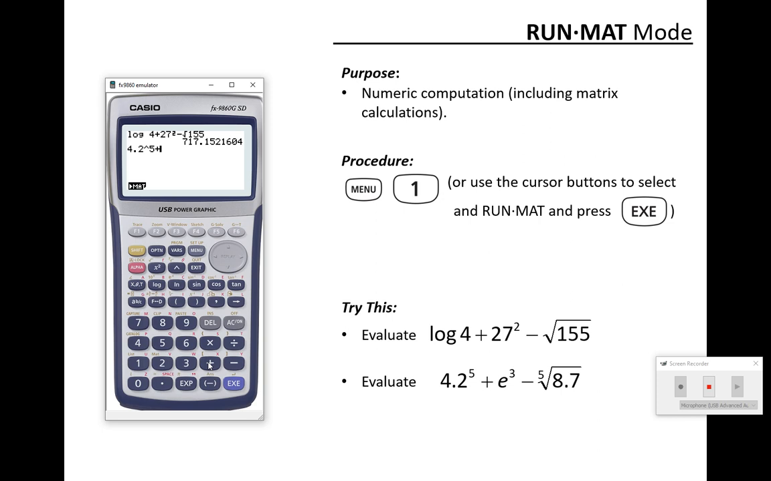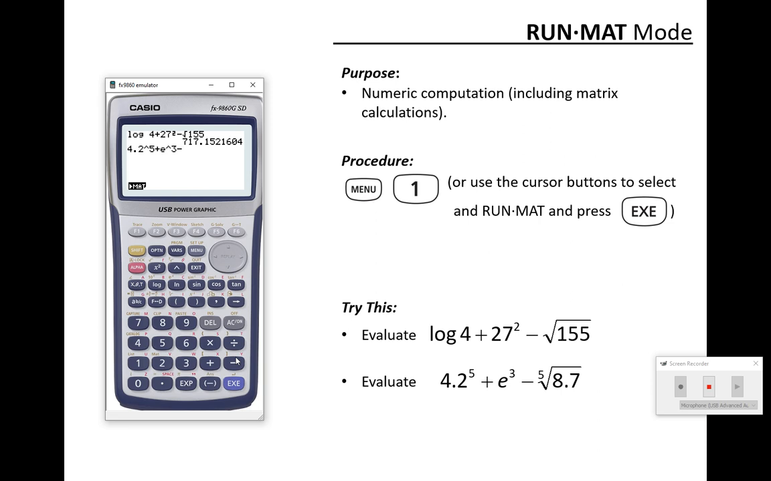So you go shift and then, oops, I didn't hit the shift apparently. So anything you want that's above that, you use the shift buttons. And so I'm using second. So now it's e to the power of 3. And then they wanted fifth root of 8.7.